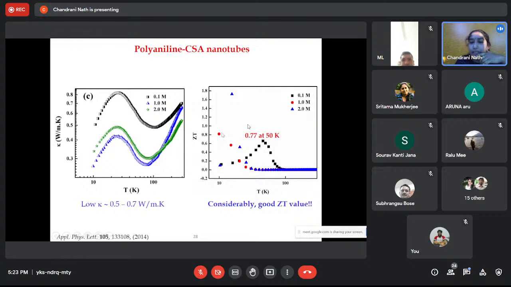Here, as we can see, this is the ZT value. We have got 0.77 at 50 Kelvin, which is quite low temperature. So this particular material can have application for low-temperature cooling for quantum computers, or for recovering waste heat from devices that operate at low temperatures. So that's all, I think I have completed on time.